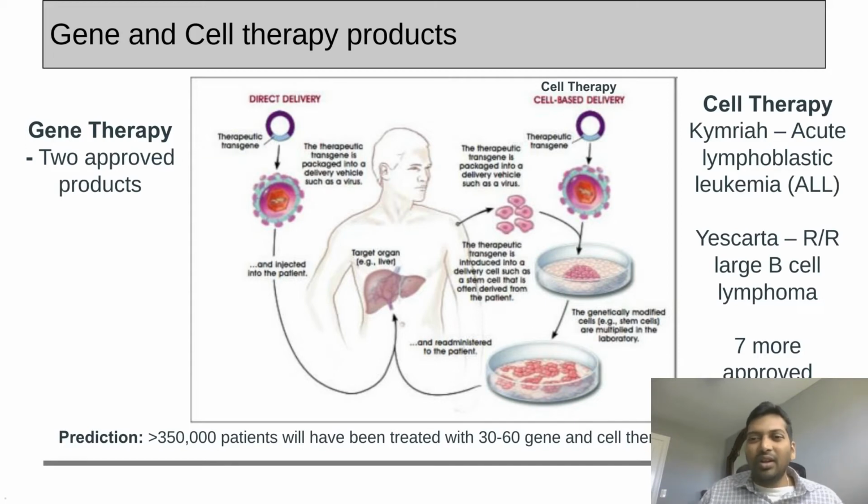There are 9 products for cell therapy. Kymriah and Yescarta are the ones that were approved previously, and there are 7 more products that have been approved. For gene therapy, there are 2 products approved. I'm going to talk about what they are in the next slide. It's predicted that more than 20 to 30 gene and cell therapy products will be coming through by 2030.